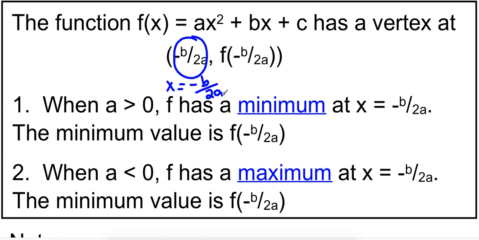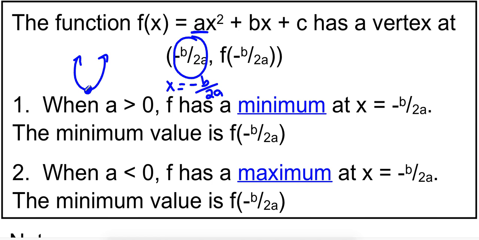Okay. So remember, if a is greater than 0, if your leading coefficient is greater than 0, that means your parabola is opening up. So your vertex is going to be a minimum value. The minimum is located at negative b over 2a, and the minimum value is the y value. So you have to plug in the x.